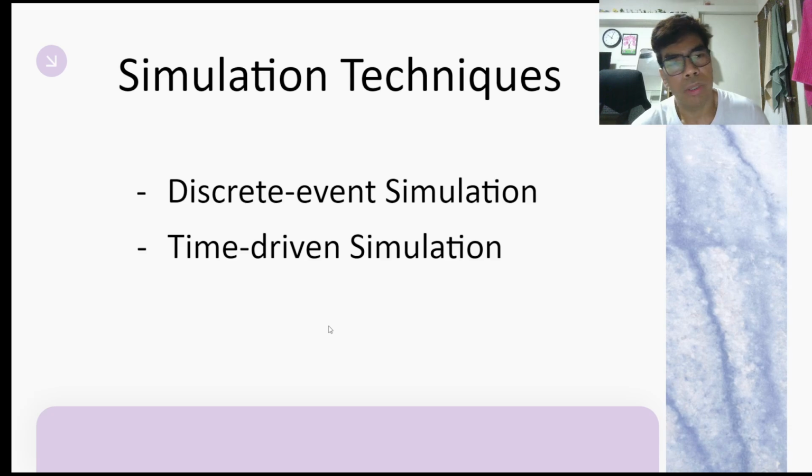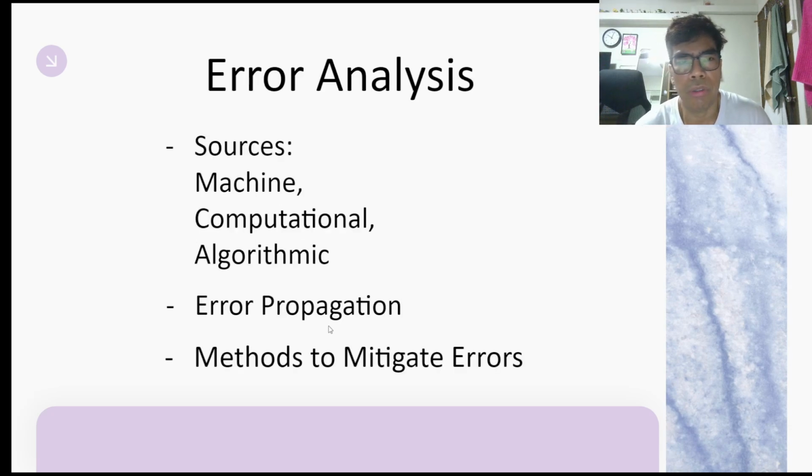Next one, what I've learned is the sources of errors. So we have machine, computational, and algorithmic. So what's the machine error? Machine error happens when there is a limitation in hardware, such as finite precision in representing numbers, so floating point rounding errors. Then computational errors arise due to numerical calculation. Then algorithmic errors are mistakes in the logic or design of the simulation model.